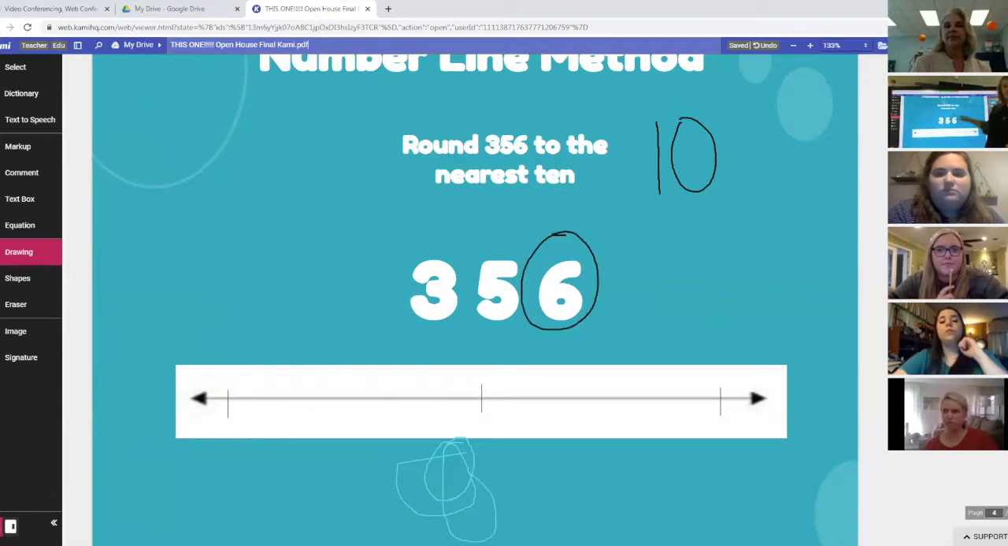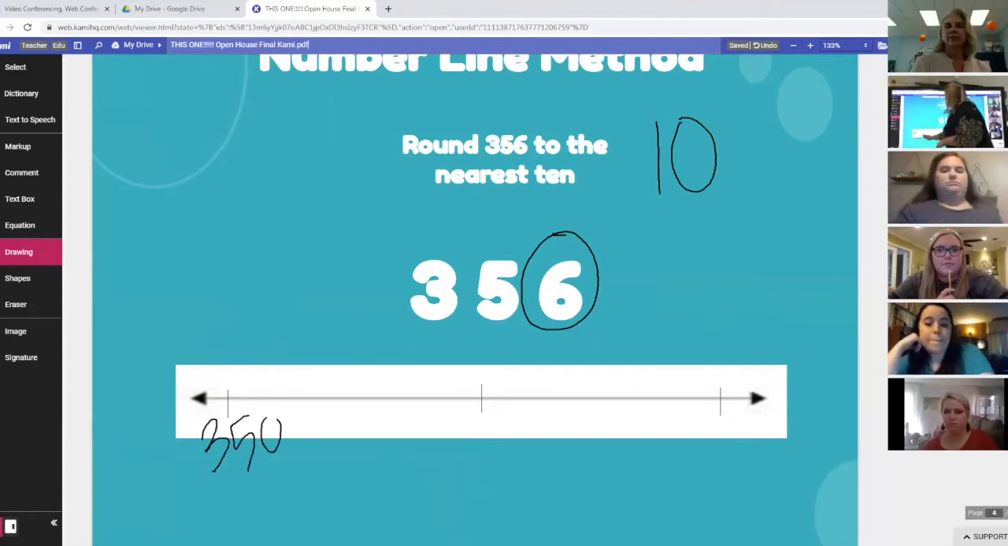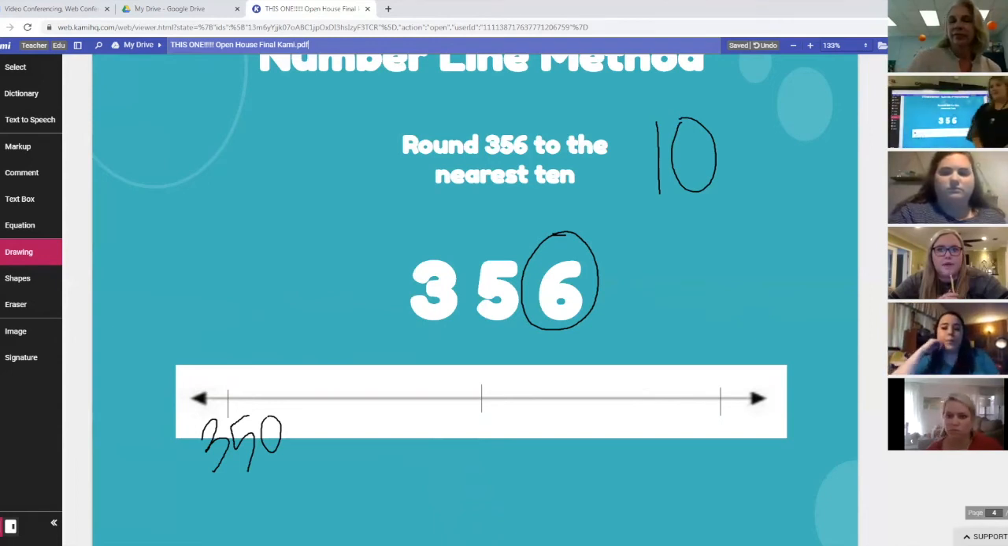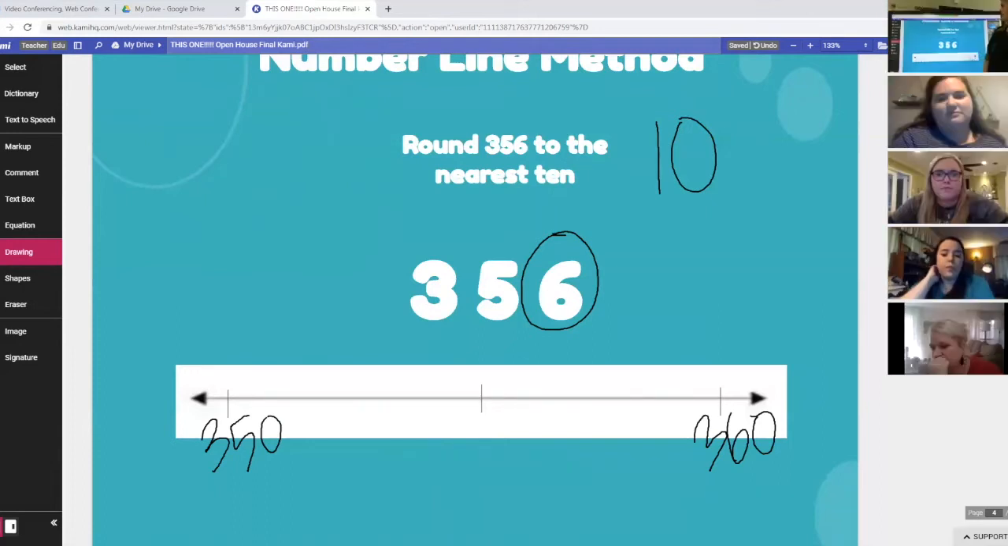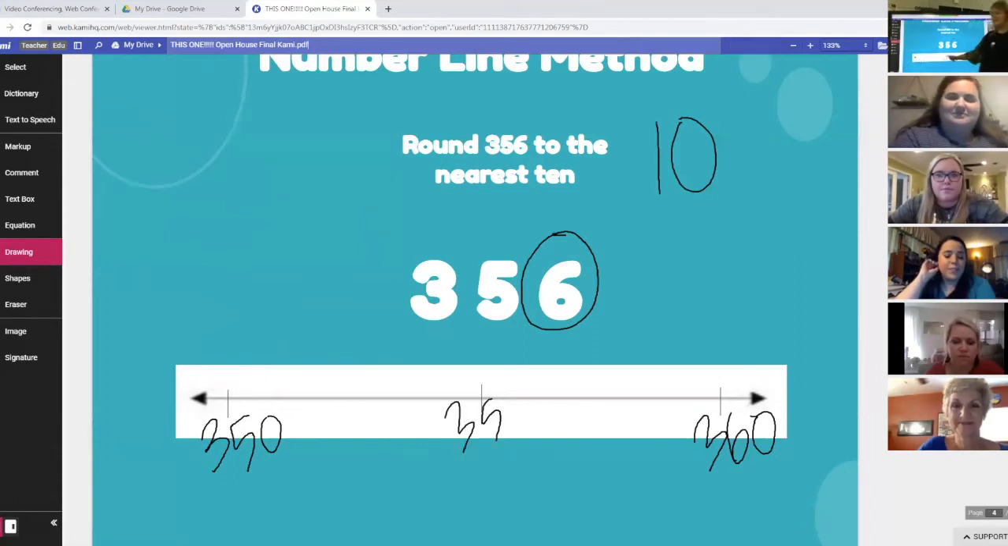And this 356, when I circle that 6, it turns it into 350. Now, I know that 10 more than 350 is what? 360. Perfect. And halfway between 350 and 360 is what? 355.